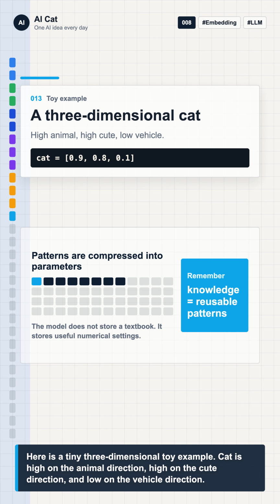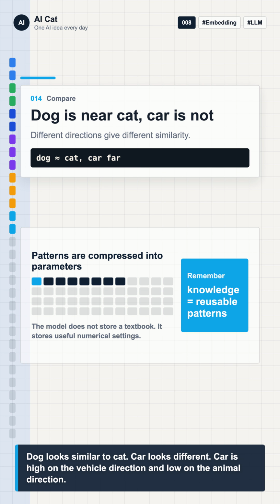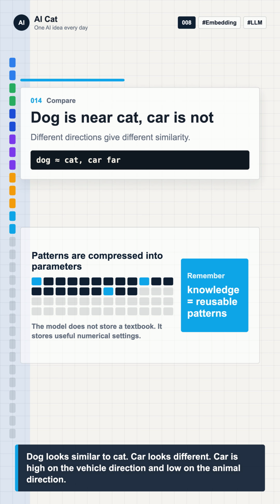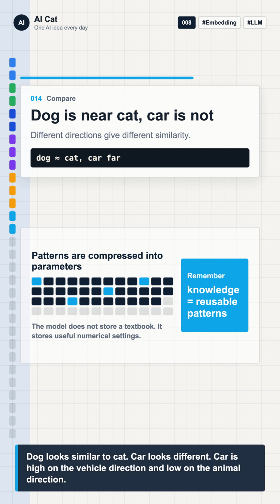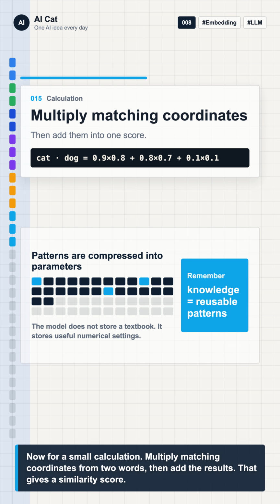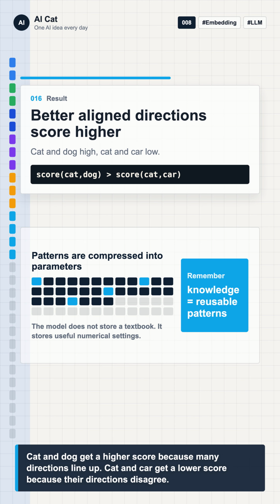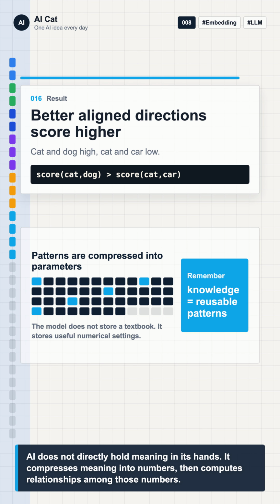Here is a tiny three-dimensional toy example. Cat is high on the animal direction, high on the cute direction, and low on the vehicle direction. Dog looks similar to cat. Car looks different. Car is high on the vehicle direction and low on the animal direction. Now for a small calculation. Multiply matching coordinates from two words, then add the results. That gives a similarity score. Cat and dog get a higher score because many directions line up. Cat and car get a lower score because their directions disagree.